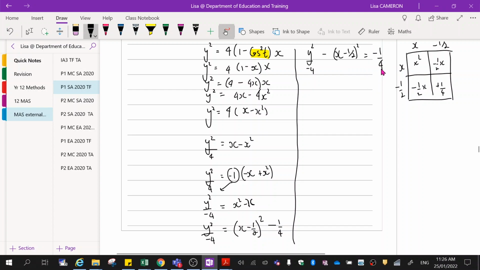Now, I want this to be equal to 1. So in order to do that, I'm going to need to multiply this one by negative 4, which means I'm going to multiply this expression by negative 4 and this expression by negative 4. That will make everything work out nicely. So when I times this by negative 4, it's just going to work out to be y squared. When I multiply this one by negative 4, it's going to work out to be positive 4 x minus a half squared, that is equal to 1.